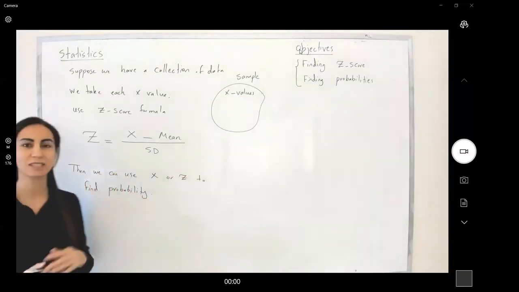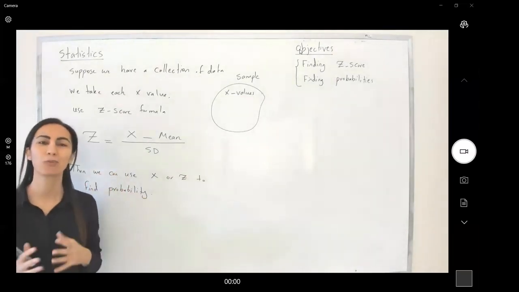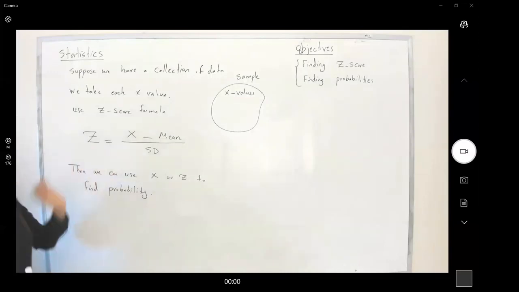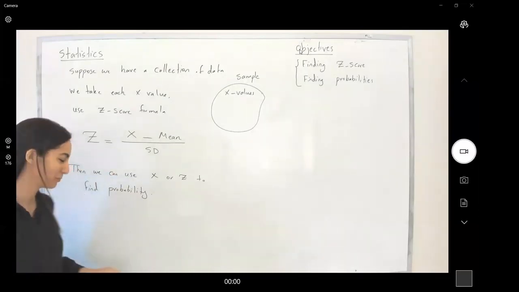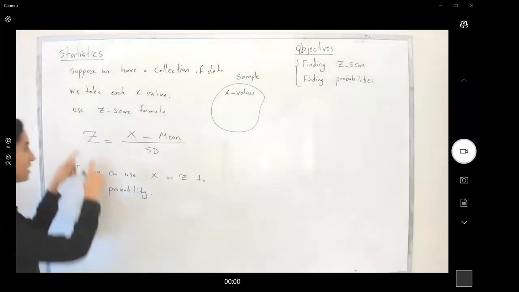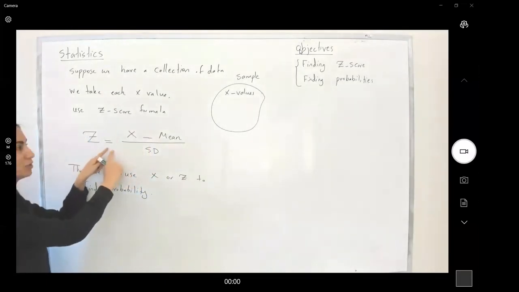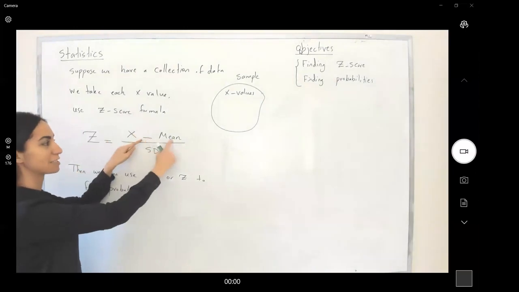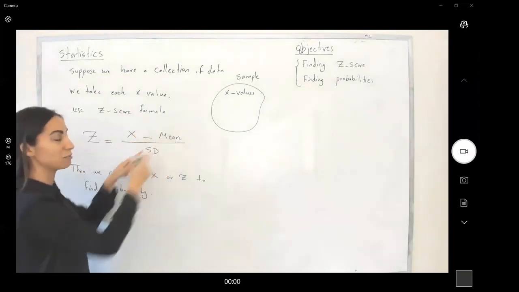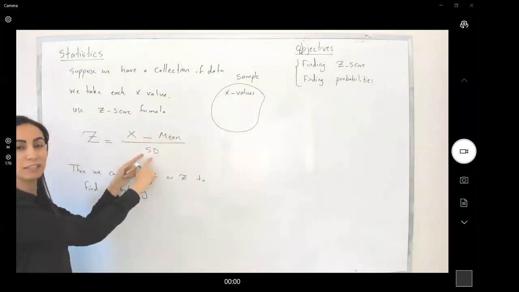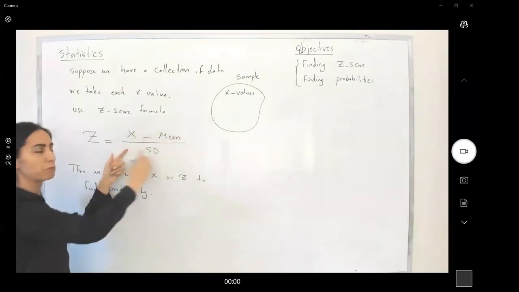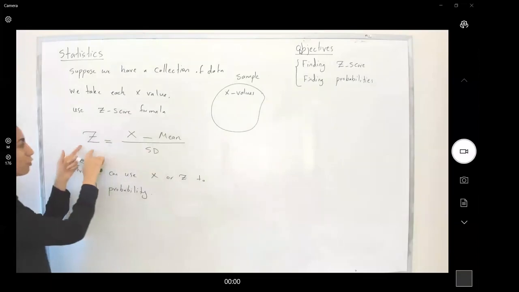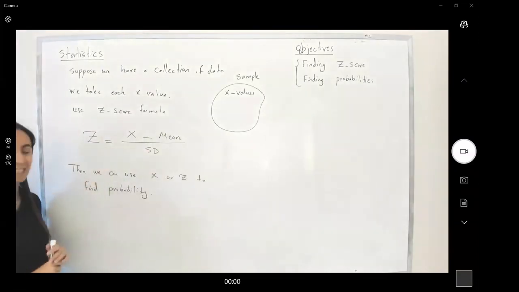So when we have a normal distribution, we're interested in converting x values into z-scores. Once again, z is equal to x minus the mean of the collection, divided by standard deviation. We need to find the standard deviation. Then we plug all of them into the formula and we get our z-score.